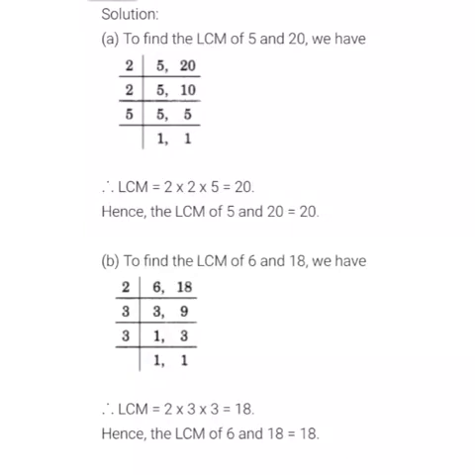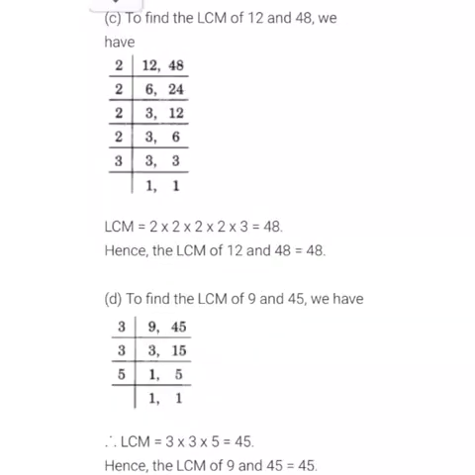Now the next one is, find the LCM of 6 and 18. Here you can see the LCM of 6 and 18 is 18. The next one is 12 and 48, and here the LCM of 12 and 48 is 48. And the last one is the LCM of 9 and 45, and the LCM of 9 and 45 is 45. Children, what do you observe in these four sums? Here you can observe that the first number is a factor of the second number, and the LCM of the two numbers is equal to the greater number.